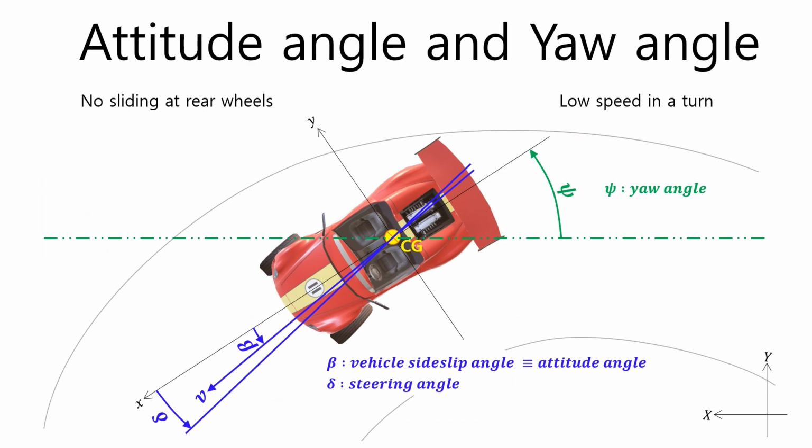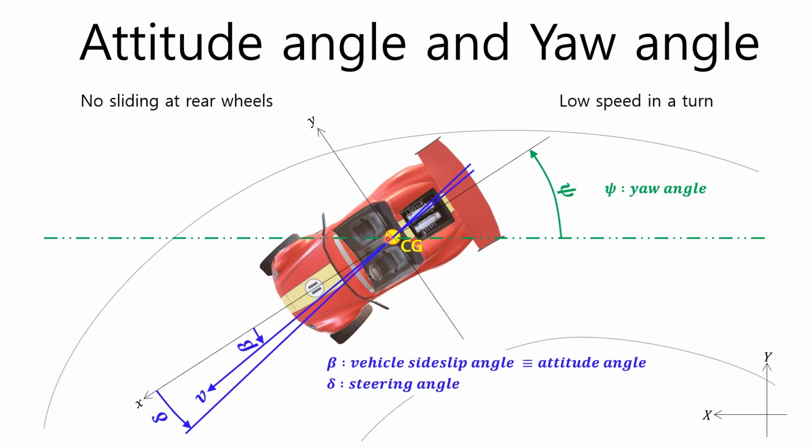Let's learn about the attitude angle when there is no rear wheel sliding. When the vehicle turns the steering wheel by the angle delta, the vehicle turns. As a result, yaw motion occurs and tire side slip occurs across all tires, causing the vehicle to move not in the direction of the steering angle, but in a direction with an angle other than the steering angle relative to the vehicle's reference axis.